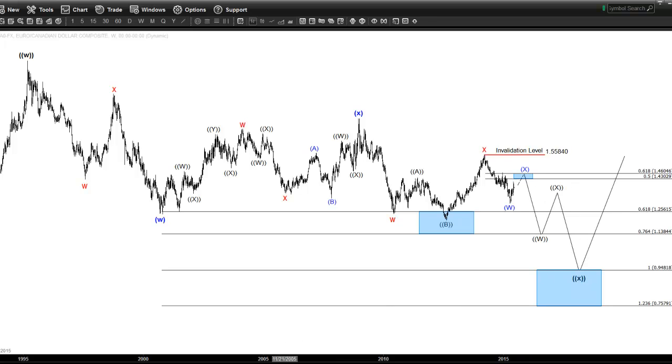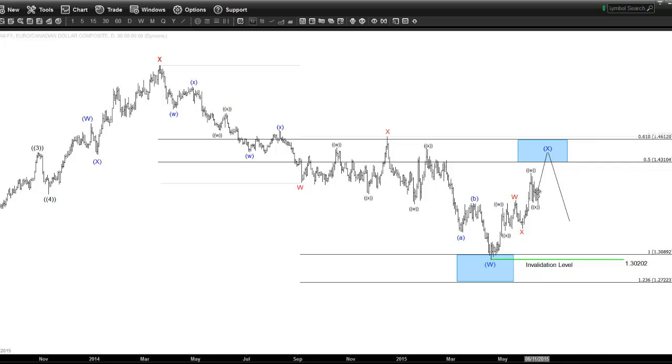So don't get too bullish today with the euro crosses, especially the euro commodities, because it is approaching a very interesting area right here where we can get a reaction, at least a 3 waves pullback to correct this entire rally at minimum.